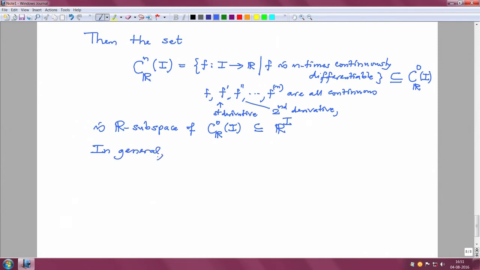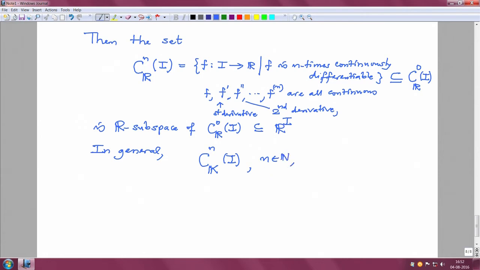Just to check this, one needs to note that if you have two n times continuously differentiable functions on an interval, then their sum is also continuously differentiable. That we have seen again in the first course on analysis, and the derivative is the sum of the derivatives. Similarly for the scalar multiple. So this is obvious from the subspace criterion. So in general we have a big family C^n(K, I), n in N.